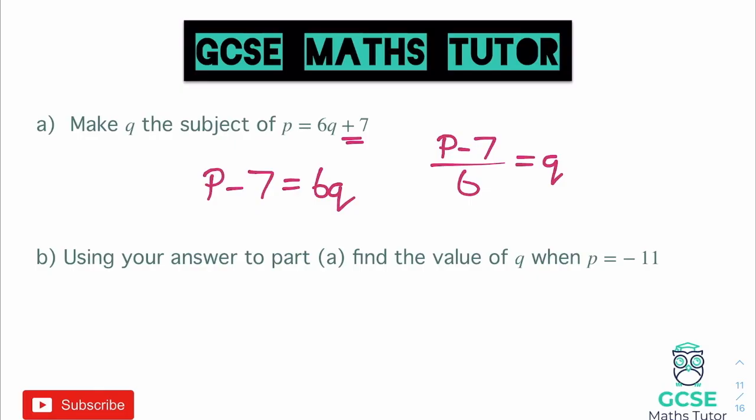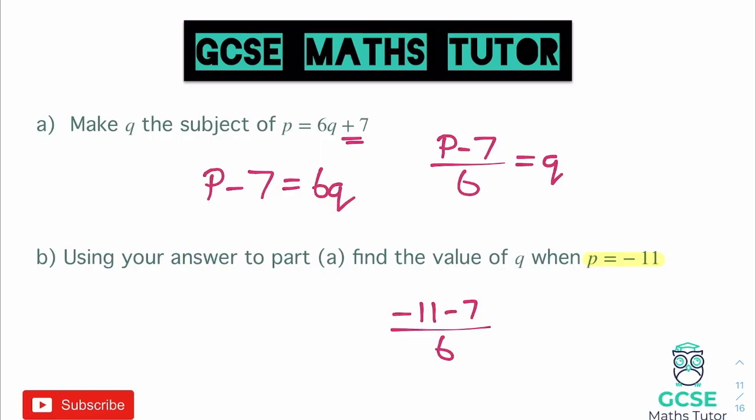Now we've got part B. It says part B, using your answer to part A, find the value of q when p is equal to -11. So we've already got q is equal to p minus 7 over 6. So all we need to do is substitute p is equal to -11 into our rearranged formula. So if we put that in, we've got -11, take away 7, and all divided by 6 will be equal to q.